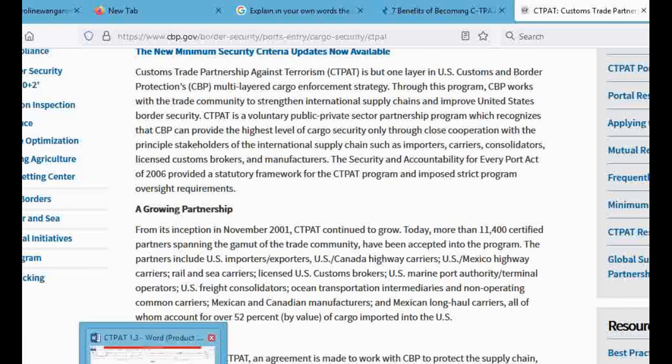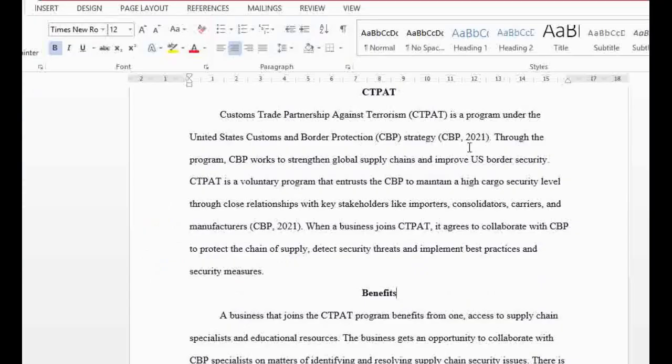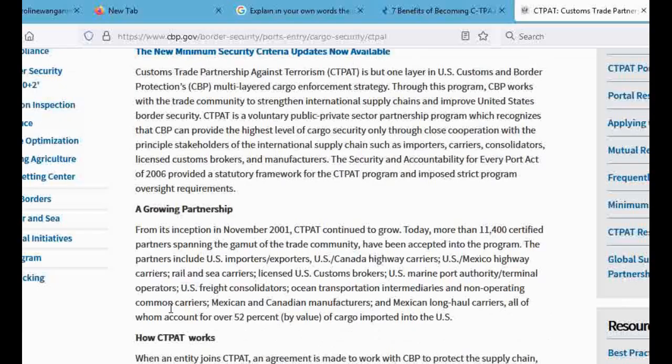And then let's go back to my introduction. I've said through the program, CBP works to strengthen global supply chains and improve US border security. So you can see I've also said CBP maintains a high cargo security level. So guys, this is the entire, okay, when a business joins CTPAT. Okay, I'm going to show you where I got that. I got this from this part here.